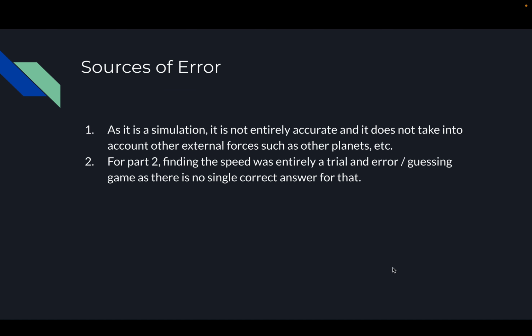Sources of error. As it is a simulation, it's not entirely accurate and it does not take into account other external forces such as other planets, etc. For Part 2, finding the speed was entirely a trial and error, guessing game, as there is no single correct answer for that.